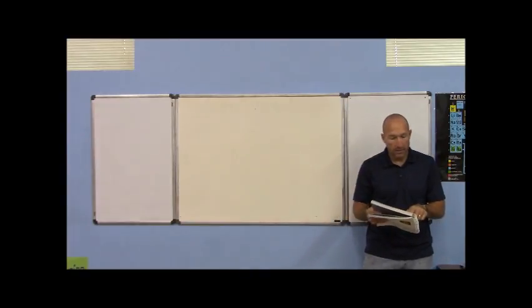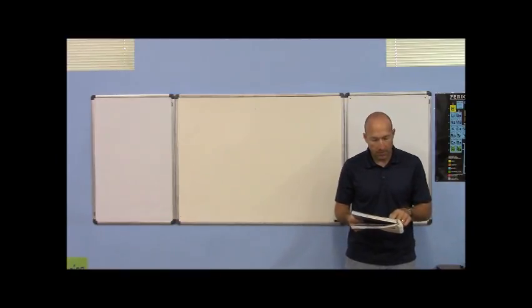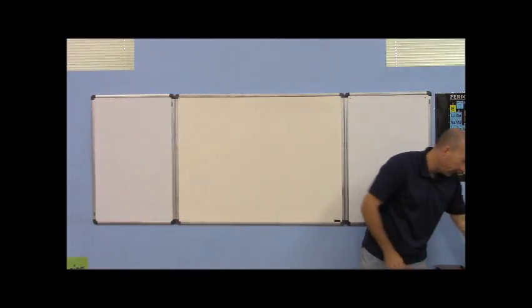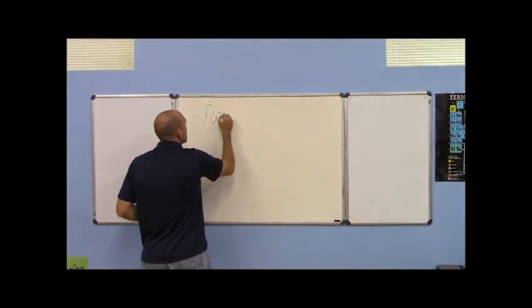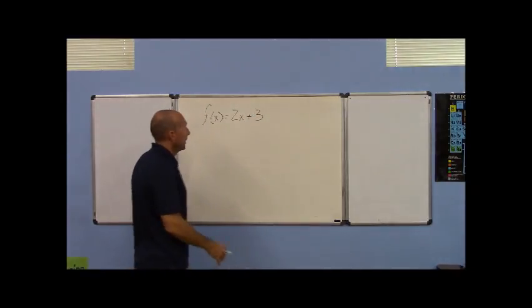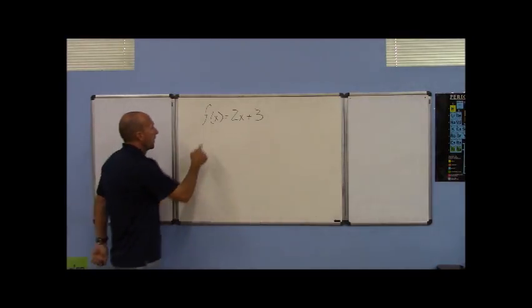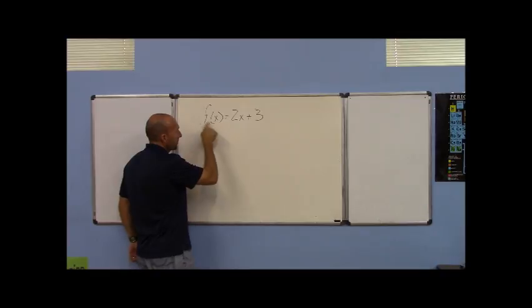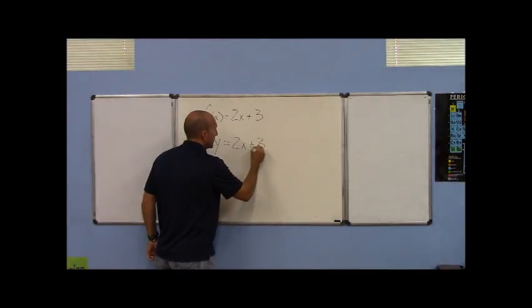So what's most important is understanding the mathematical statement below it, which says f of x, the function of x, equals 2x plus 3. All this means is that f of x, or the function of x, we replace that with a y, and we have y equals 2x plus 3.